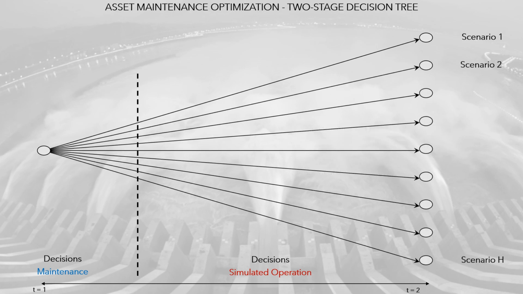For this model, it is proposed to use a two-stage scenario tree. The first stage is related to the here and now, and is associated with decisions about the next maintenance of each asset. The second stage, which multiplies as more scenarios are considered, is related to the simulation of operations of what may happen after the first maintenance.